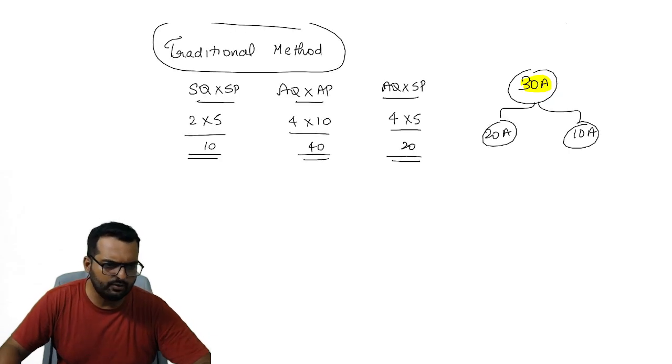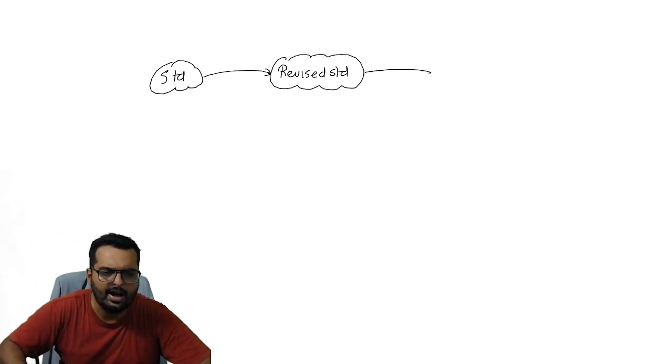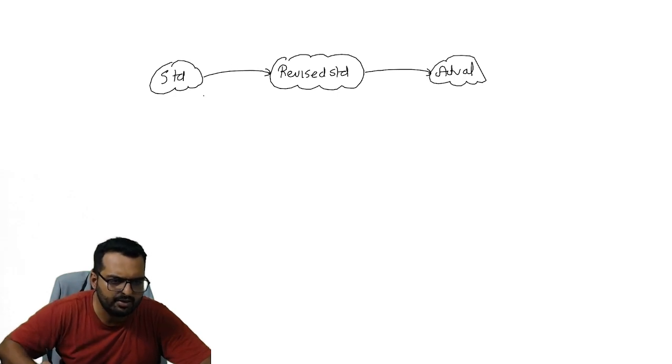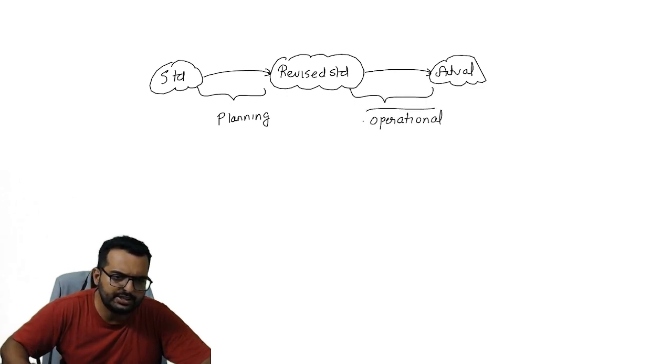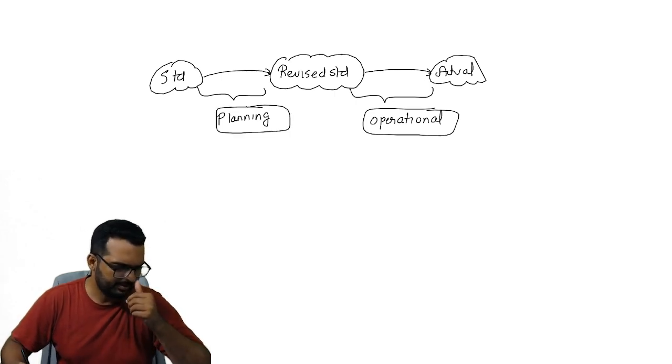So friends, here what we can have is, I'll explain to you. We can have original standard, then we can have revised standard, and after this, what are we having over here? We are having actual. So this one is what you call it as the planning variance, and this one is what you are calling it as the operational variance. Are you all thoroughly clear with this concept?